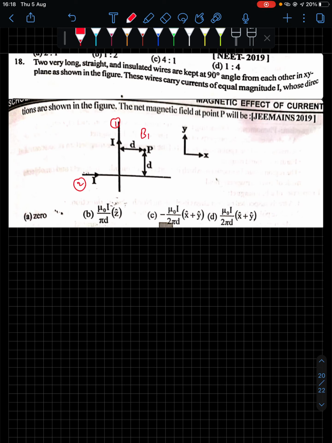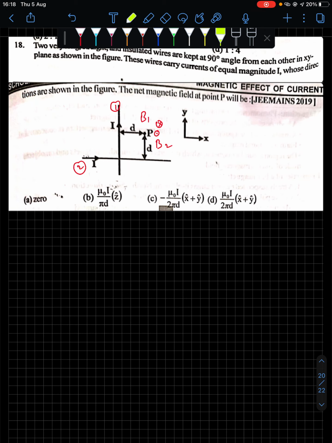Now B1 is entering at the point P, and B2 is coming out at the point P. They are at the same point, right? And since they are equidistant and the value of the current is the same, they will cancel out each other, and the net magnetic field will be 0.